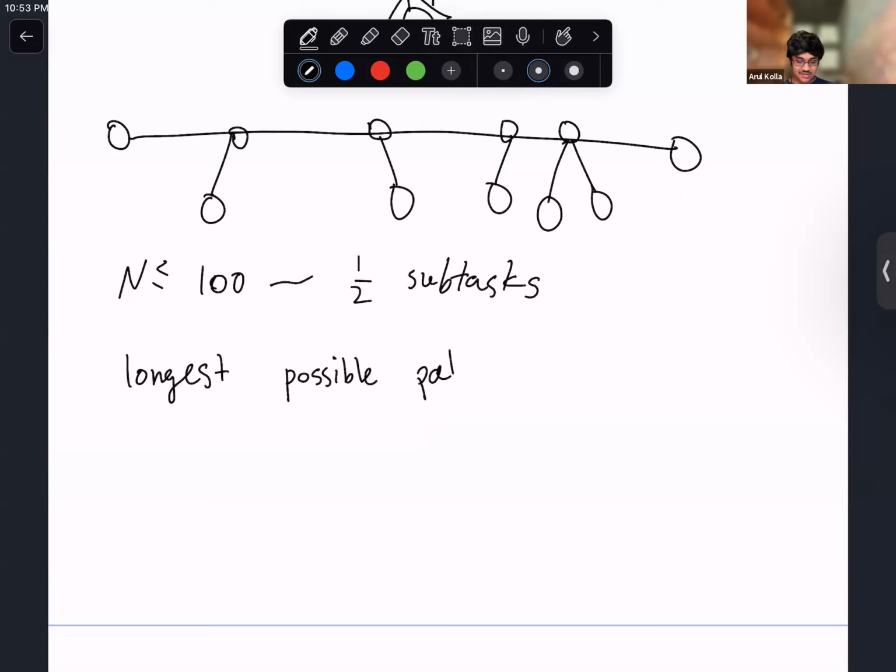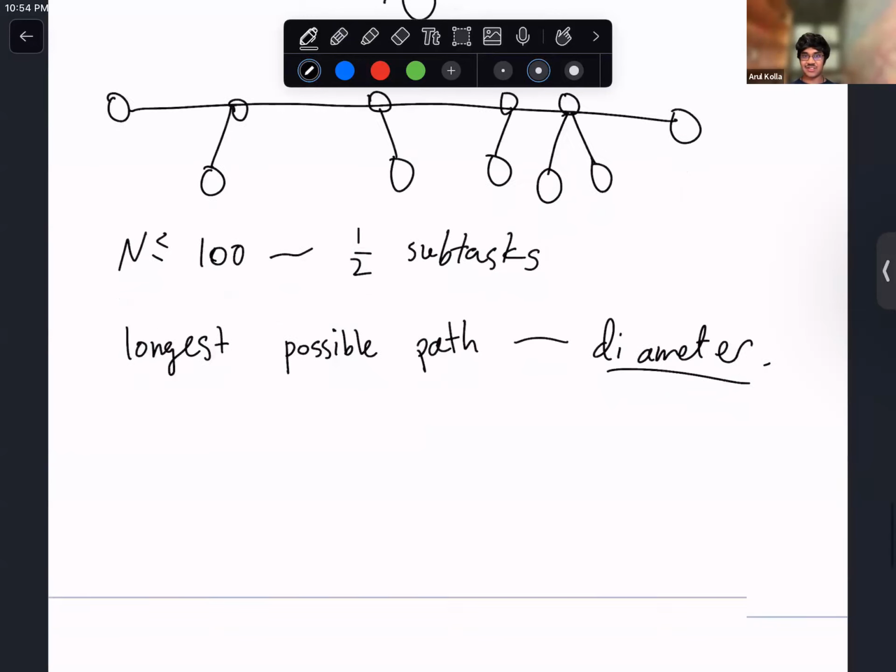Which is known as the diameter of the tree. The diameter is also a reasonably common algorithm about trees. That's the one main algorithm I think you should know about trees, besides basic DFS, BFS, and knowing parents and children. But diameter is quite important to know.